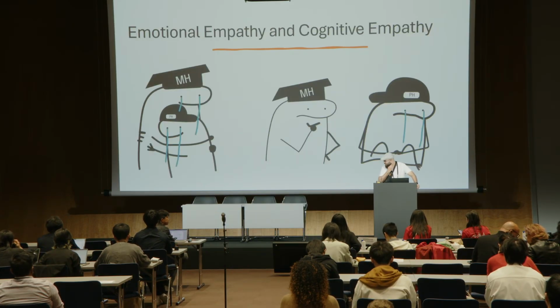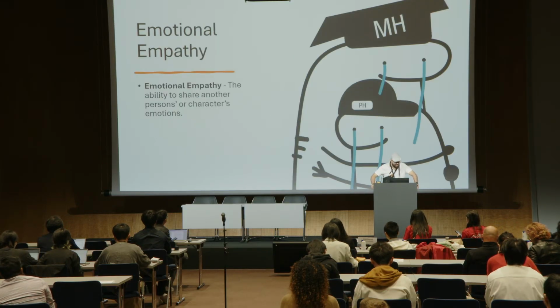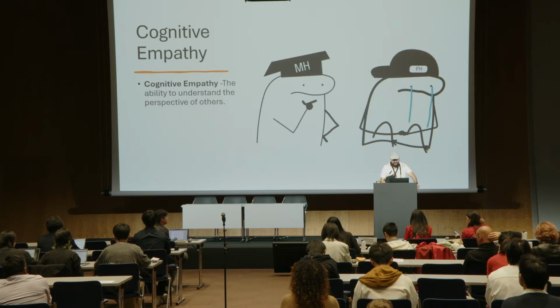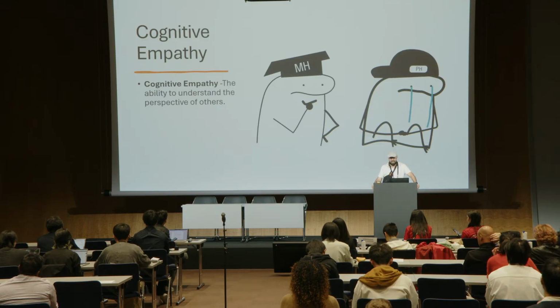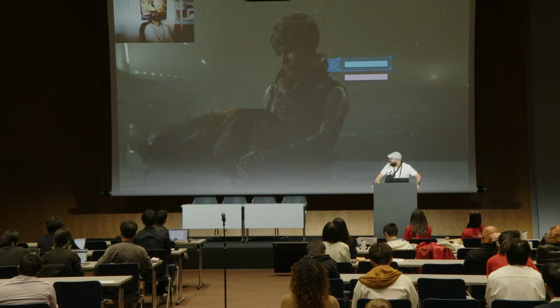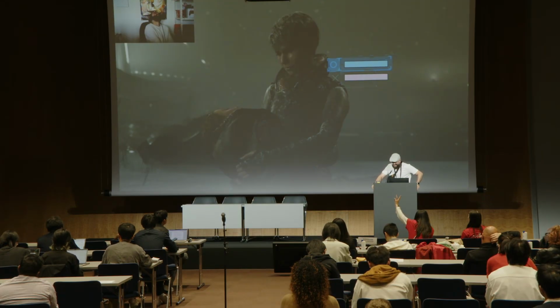So for the next two themes, we'll introduce emotional empathy and cognitive empathy. So what is emotional empathy? Emotional empathy is the ability to share another person's or character's emotions, and cognitive empathy is the ability to understand the perspective of others. And why is empathy very cool? Because I like being empathetic, I like to play games, I like to feel scared. This is me playing Detroit, and as you can see, yeah, I'm kind of sad.